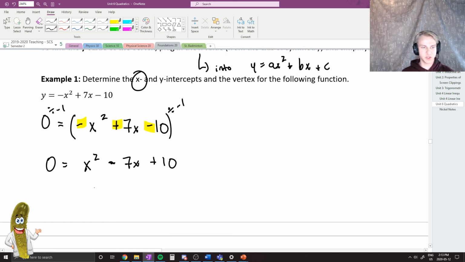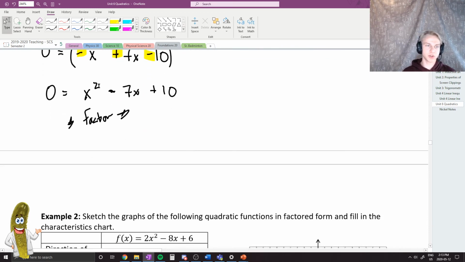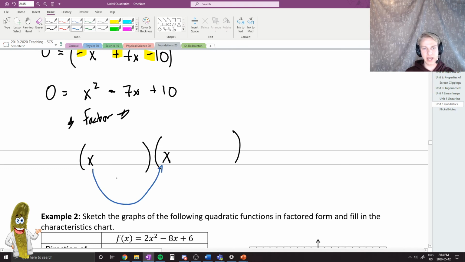And now I'm at the stage where I need to factor. To do so, I need to figure out two numbers that when multiplied equal x squared, and two numbers that when multiplied equal positive 10. I'm going to set up my brackets here. The only way that I can get an x squared is if I have x times an x. So when we're foiling, we'll have to do x times x, and then x times the other thing. The only way I can get an x squared is through this first blue arrow here, where I have x times an x. So I know that that's how this has to start.